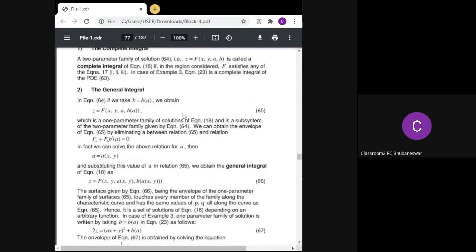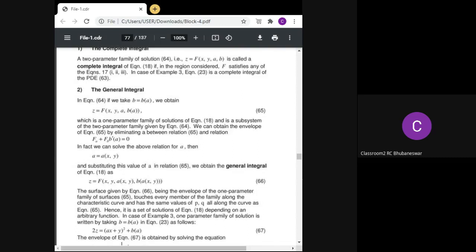Now let us know about the general integral and general solution to the partial differential equation of first order. So here we have to substitute b equals to b as a function of a. That means if we are able to find a relation and express b in terms of a, then the solution will look in that particular form, that is F(x, y, a, b(a)). That expression is clearly a one-parameter family of solutions of equation number 18.